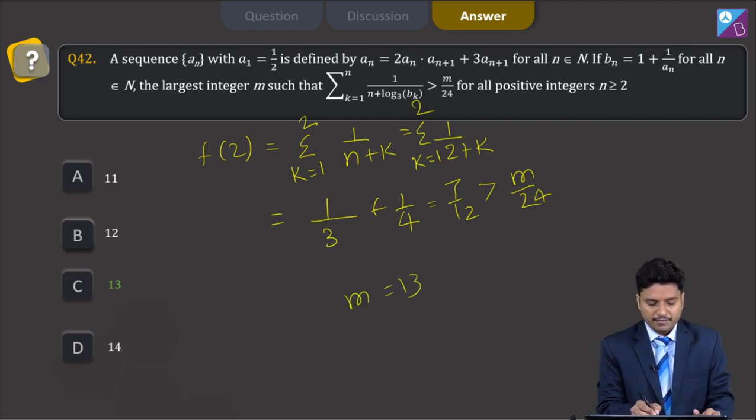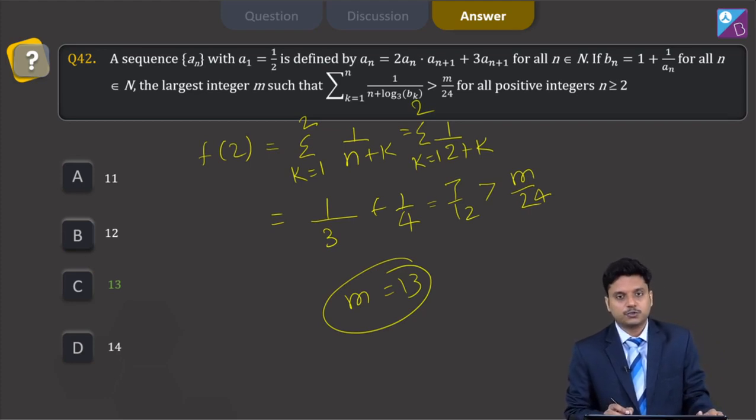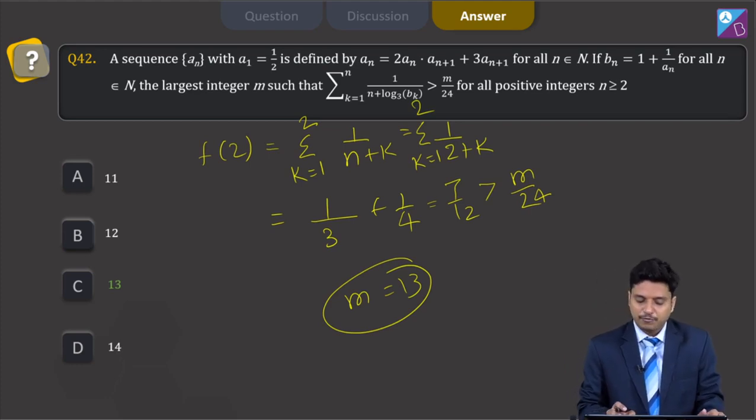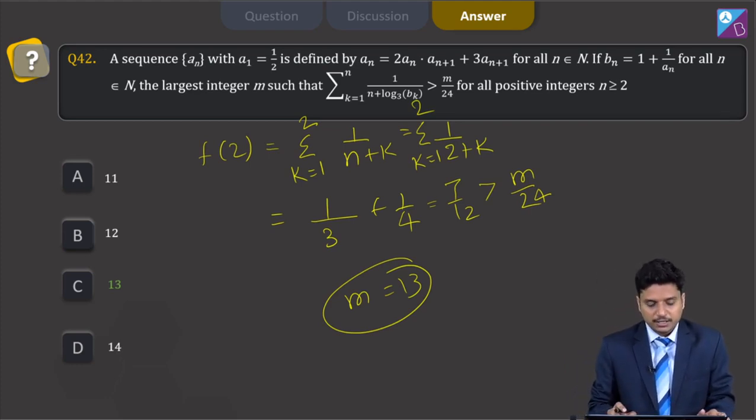So m can have its value as 13, because when m is equal to 14, these two quantities will be equal, which is not the given case. If equality was present, then m could have been 14. So as it is not there, m will be maximum 13.